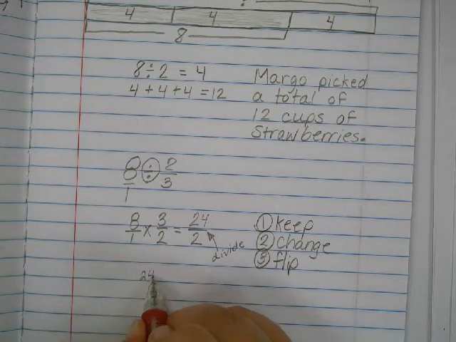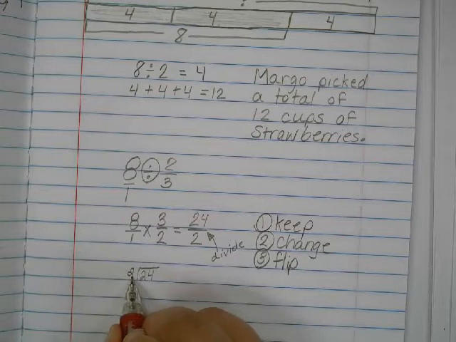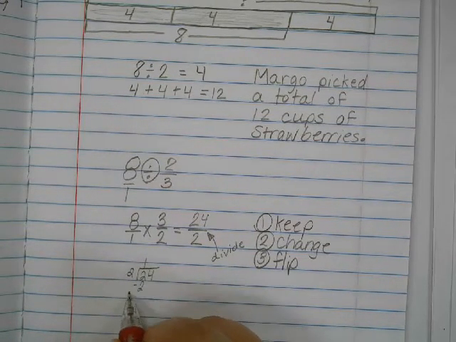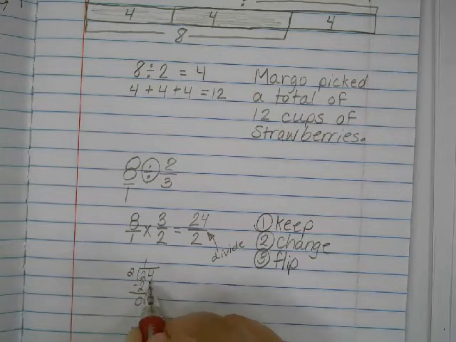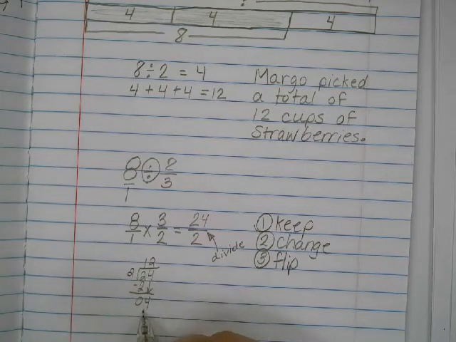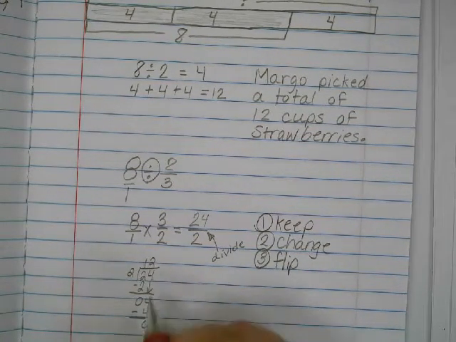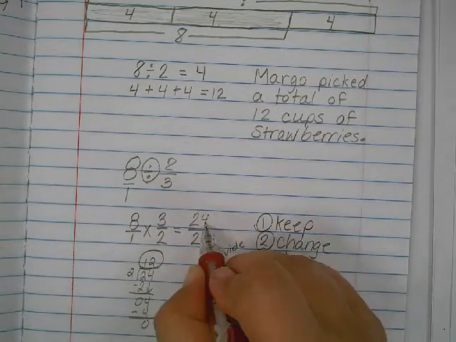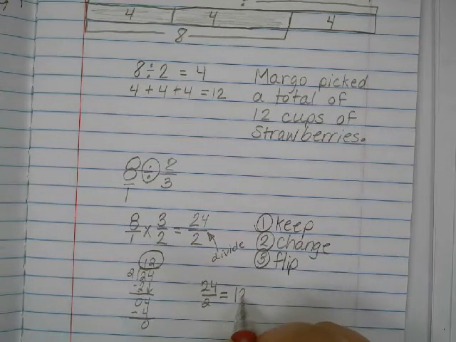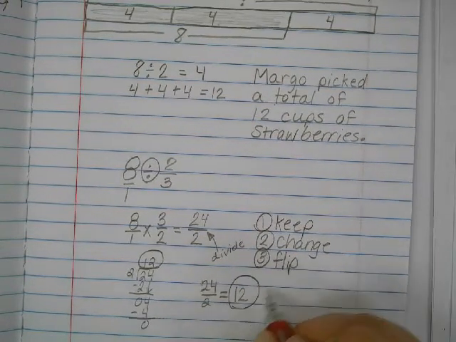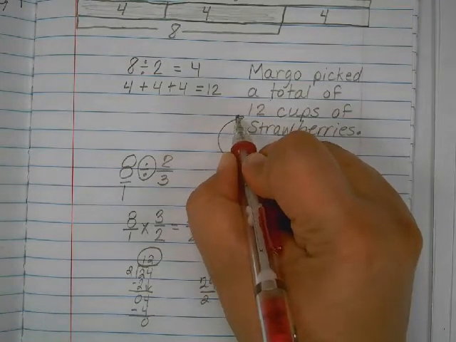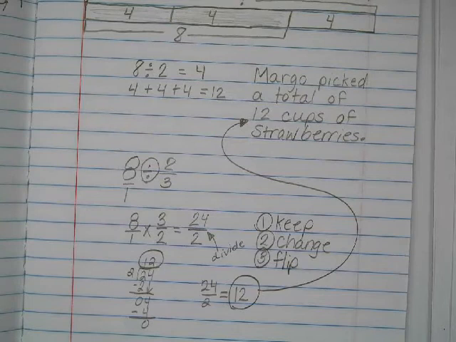So 24 divided by 2. There is 1 2 in 2. So I write that down, subtract, bring down my 4. There are 2 2's in 4. Subtract, I get a 0. So that's where I get my 12. So 24/2 is the same as 12. And that is the same answer that I got using my visual model.